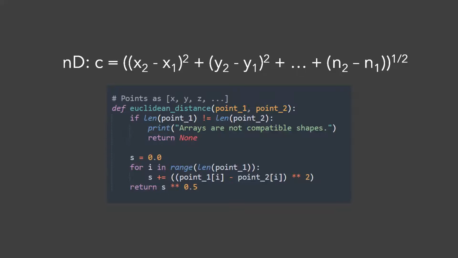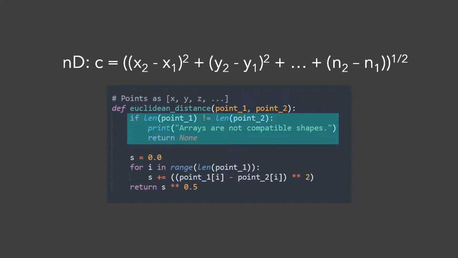And we pass to this function 2 points, point 1 and point 2, that we want to measure the distance between them. Now this first bit, it's just checking that the points are of the same dimension.